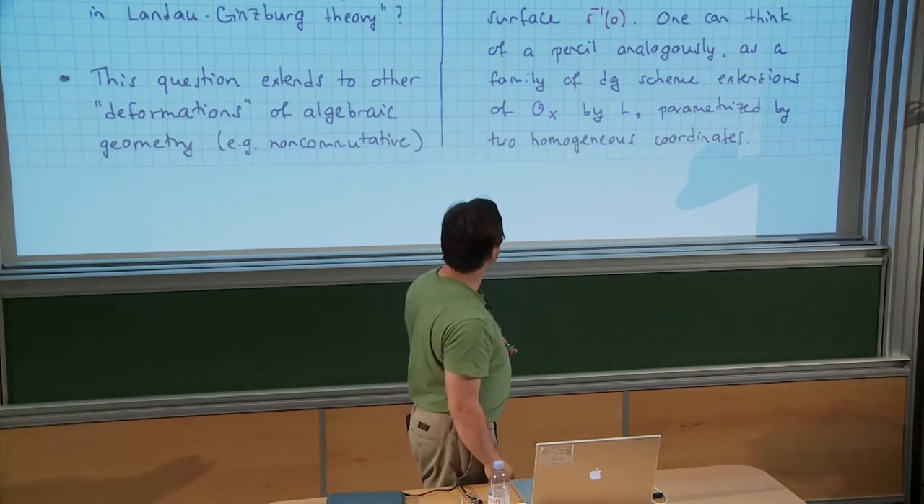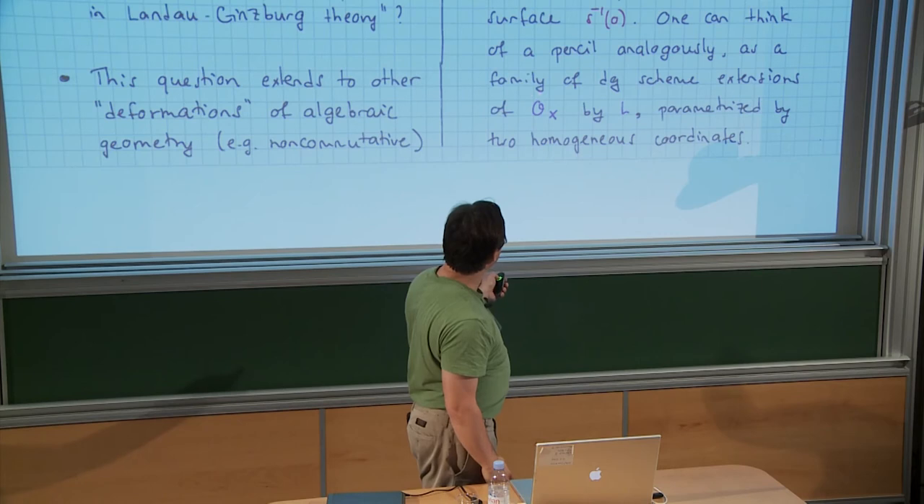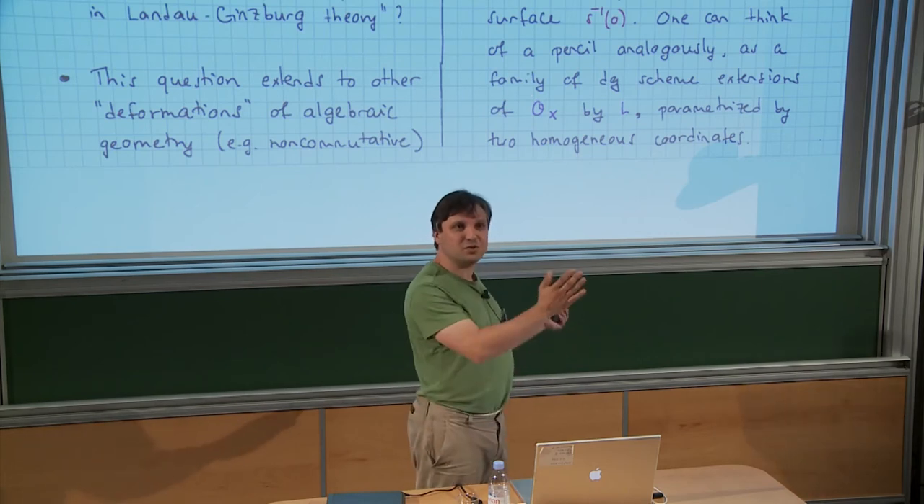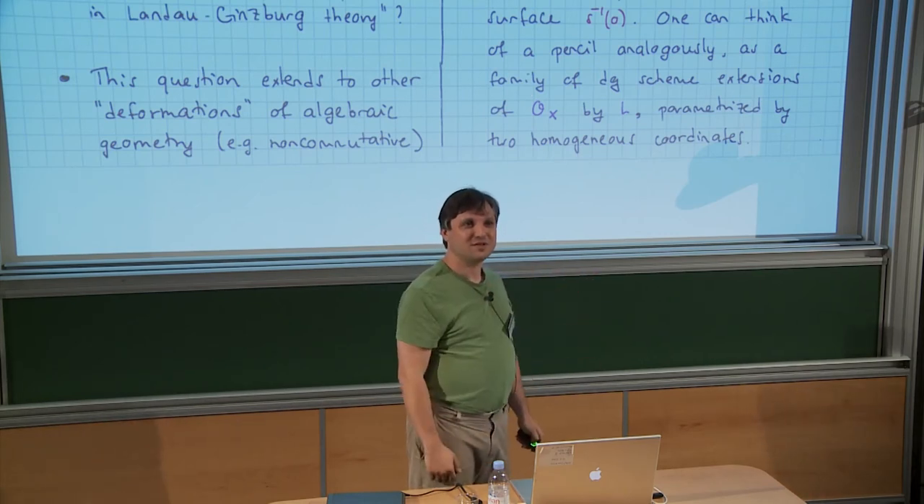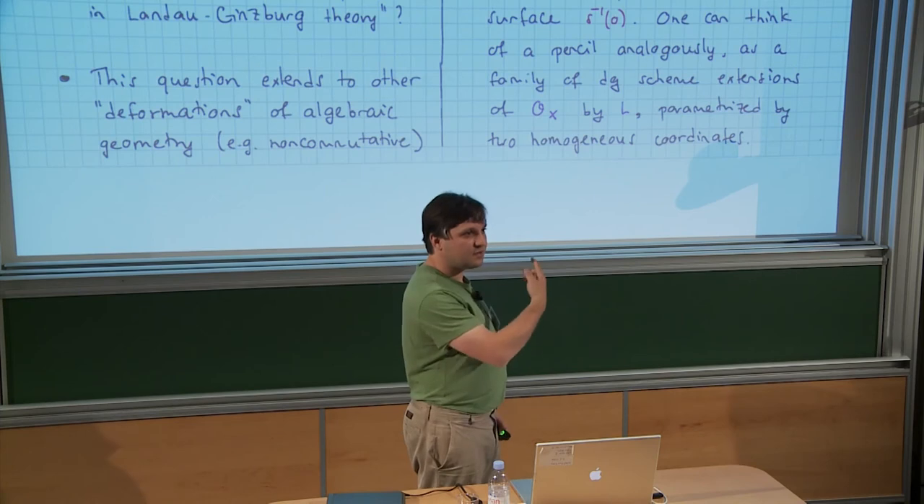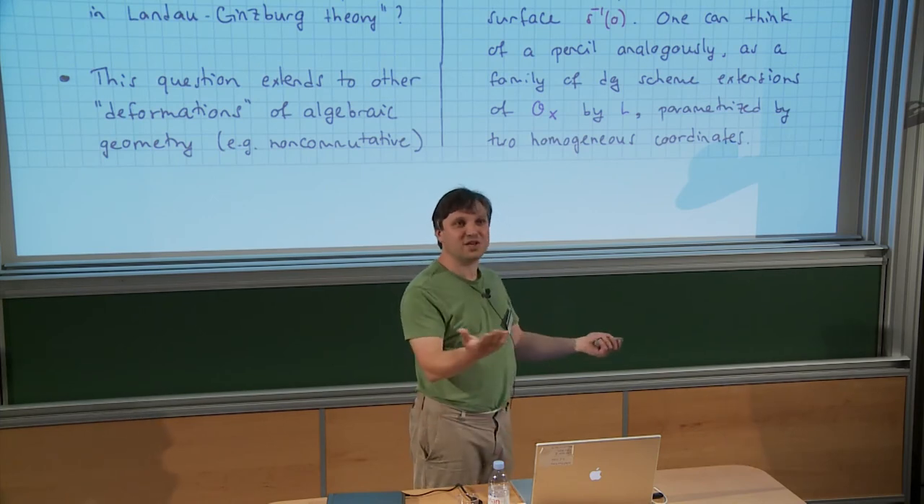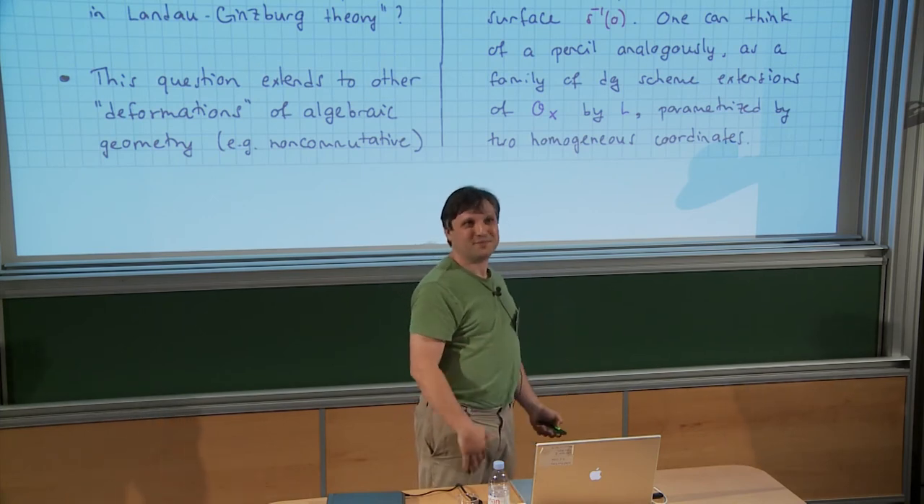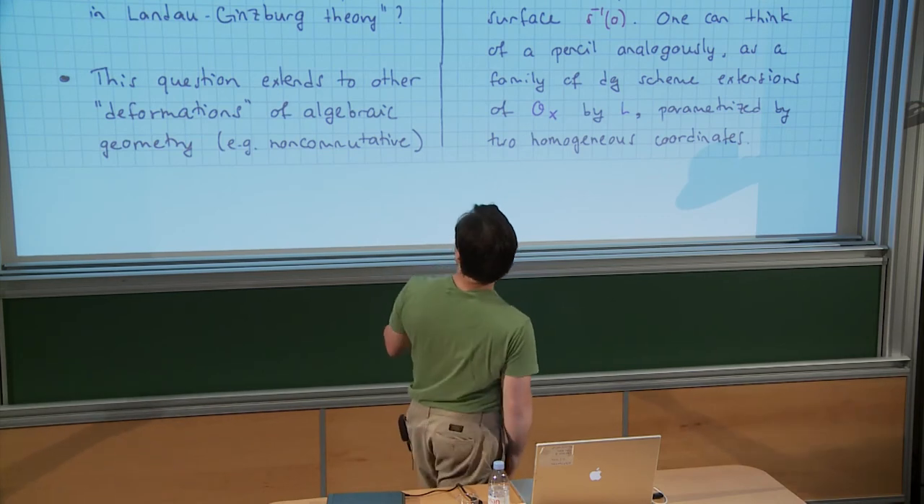You said family. Family parameterized by P1. By P1, so it's parameterized by two homogeneous variables. A version of DG scheme over P1. Is that what you're thinking? Yeah, pretty much. I mean, over A2 with some homogeneity property. That's pretty simple.